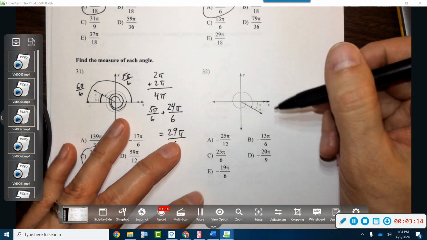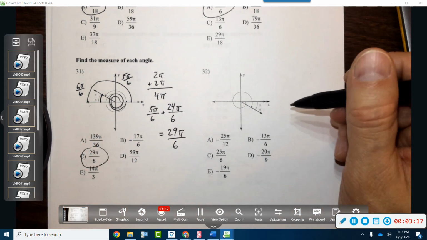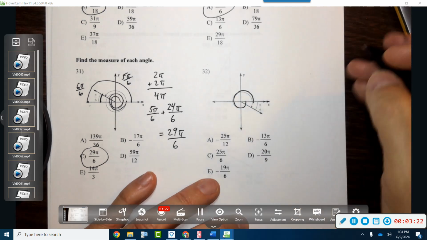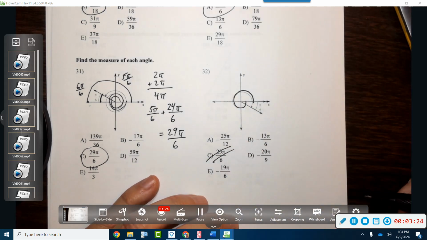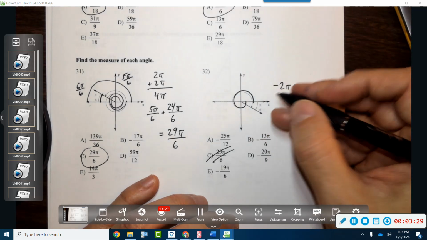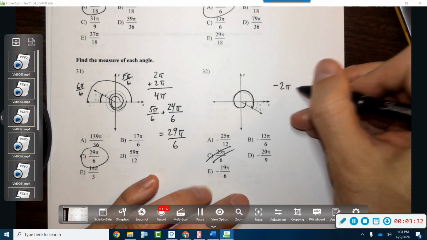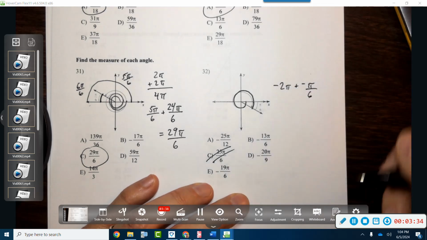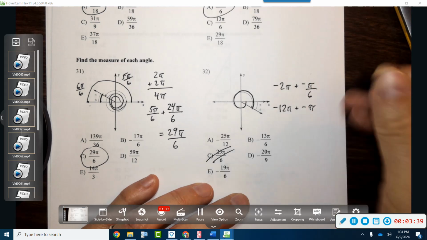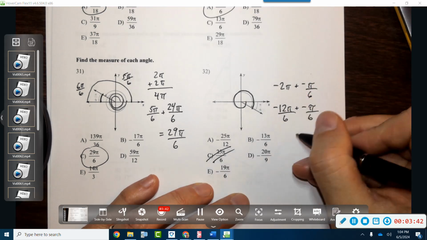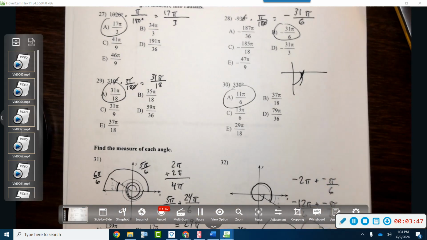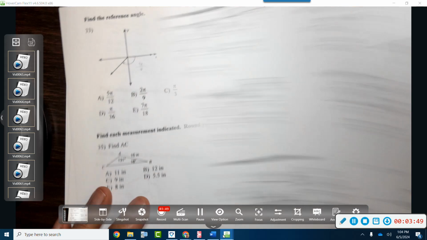Okay, now this is kind of the same thing, but now we're at a different location. So we go 1. Now notice we're going negative, by the way. Okay, so that crosses out that guy. We're going negative. Okay, so that's a negative 2 pi. And then we're going to add another pi over 6. So this is actually, add those guys together. This is negative 12 pi plus a negative pi over 6. They're both over 6, so there's our negative 13 pi over 6. Okay. All right, let's see if this guy is, next one is quick.